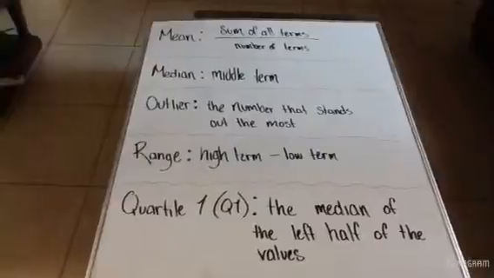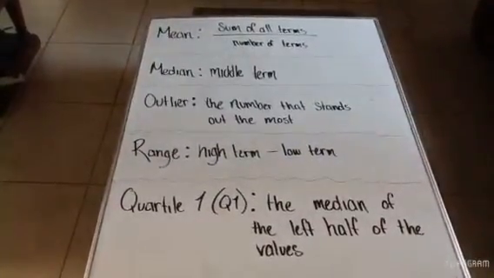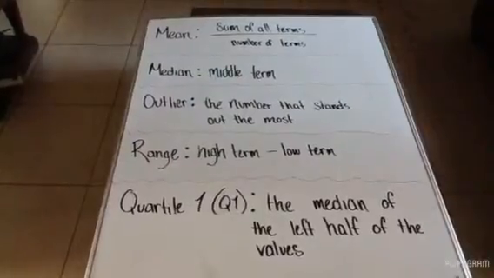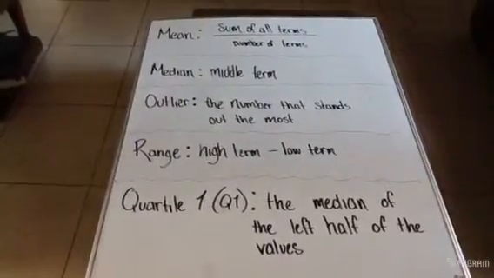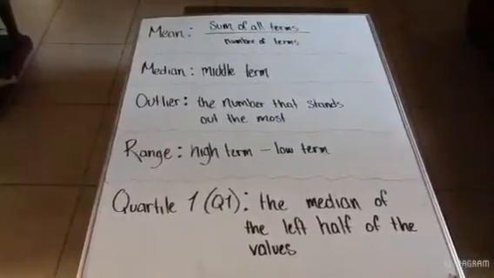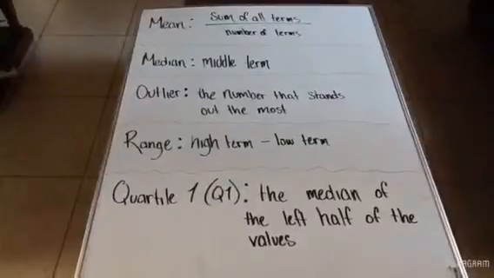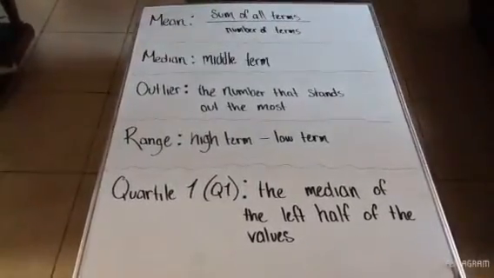So I'm going to describe the definitions of mean, median, outlier, range, and quartile. Mean is the sum of all terms divided by the number of terms, and median is the middle term. Outlier, the number that stands out the most. Range is the highest term minus the lowest term.